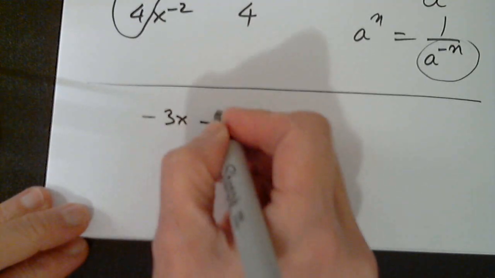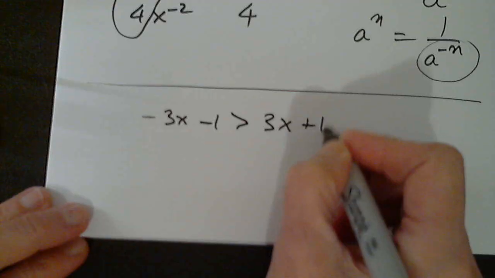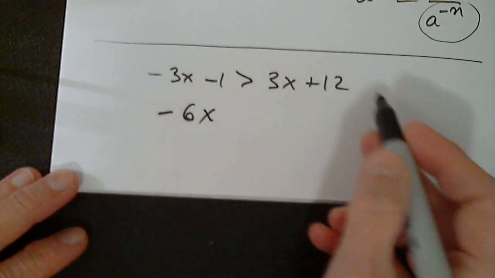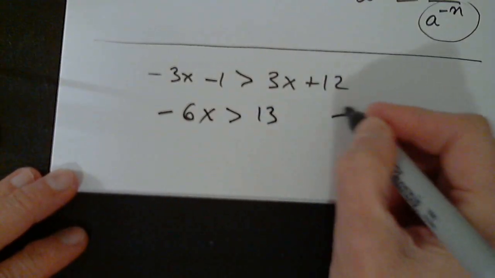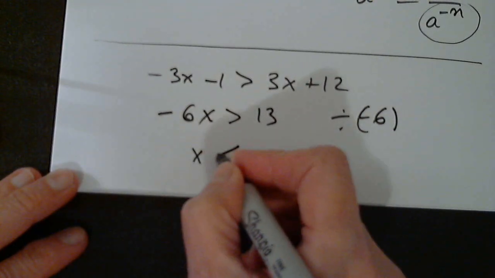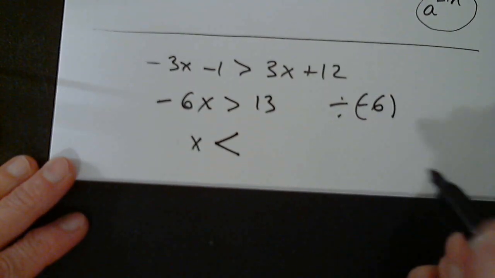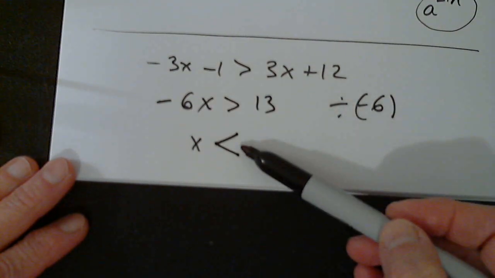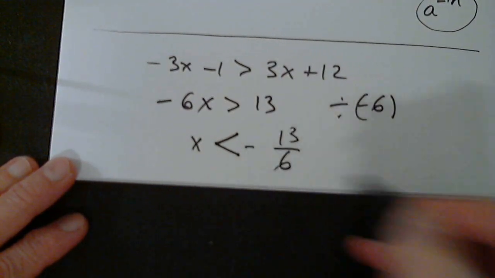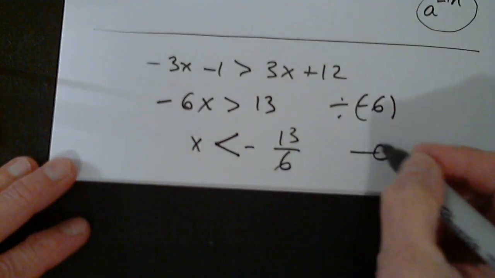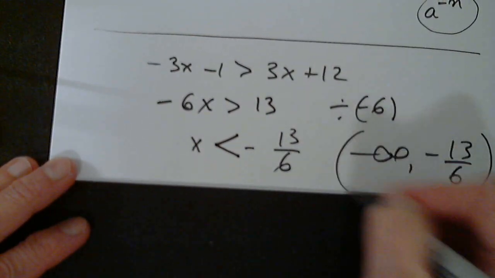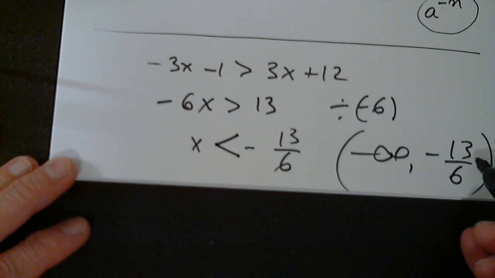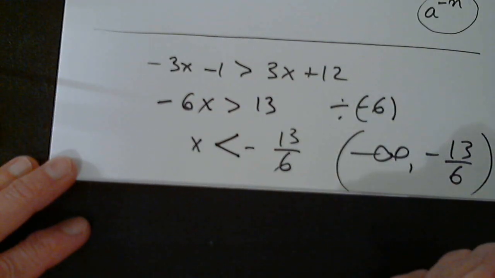So we have negative 3x minus 1 greater than 3x plus 12. I move 3x to this side and I have negative 6x. I move negative 1 to this side and I have 13. And I divide both sides by negative 6, which means I am forced to switch the inequality symbol. Every time I multiply or divide both sides of an inequality by a negative number, I have to switch the inequality symbol. I have x less than negative 13 over 6, and the interval notation is negative infinity, negative 13/6, with a parenthesis at negative infinity and infinity always, and a parenthesis at negative 13 over 6 because there is no equal symbol.